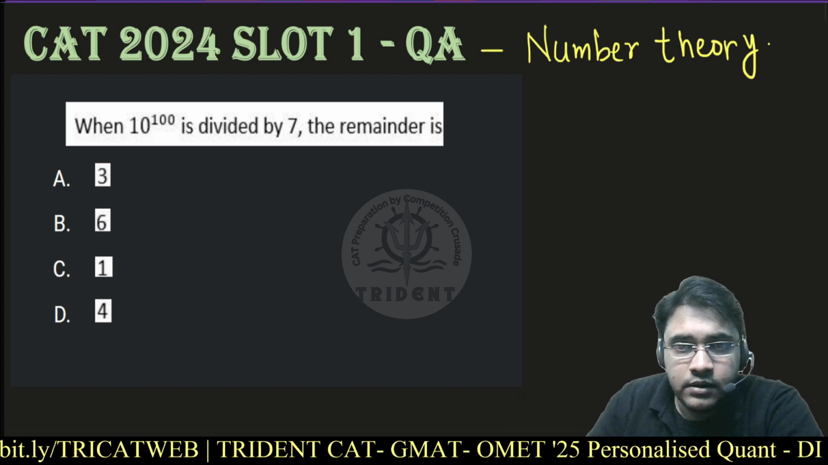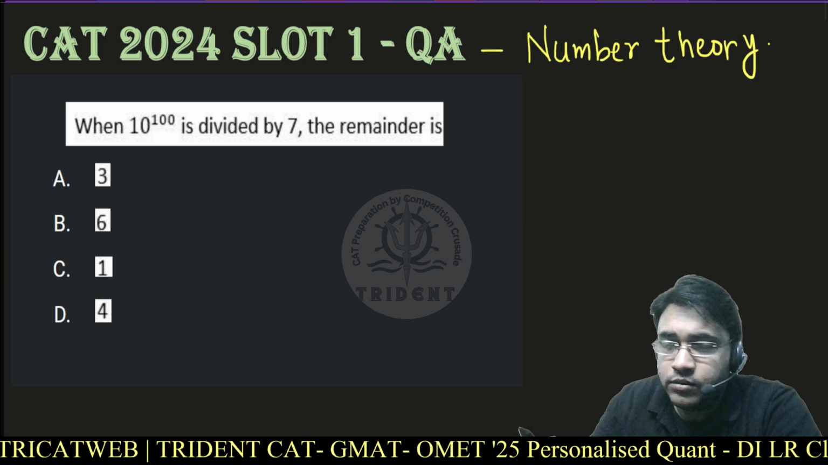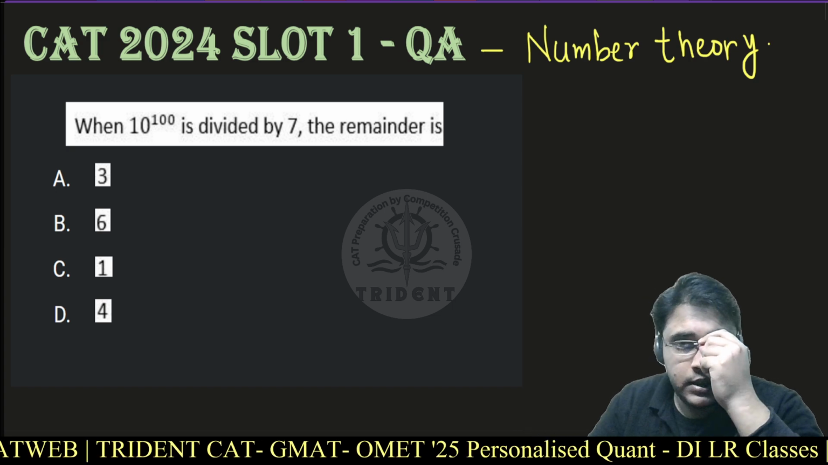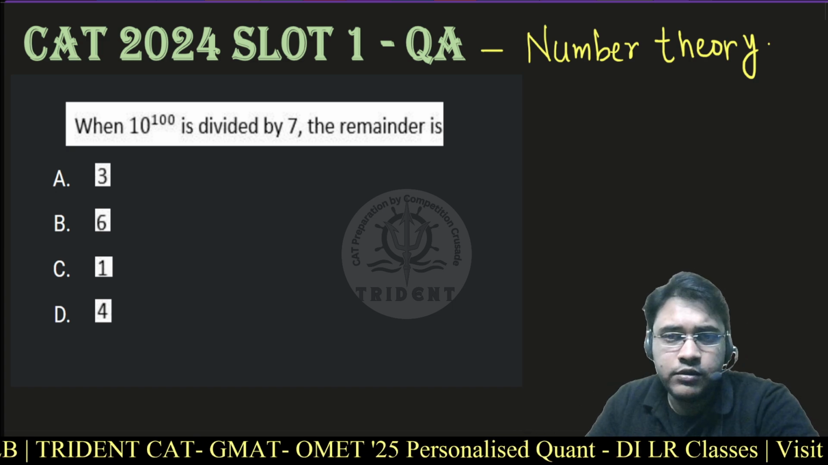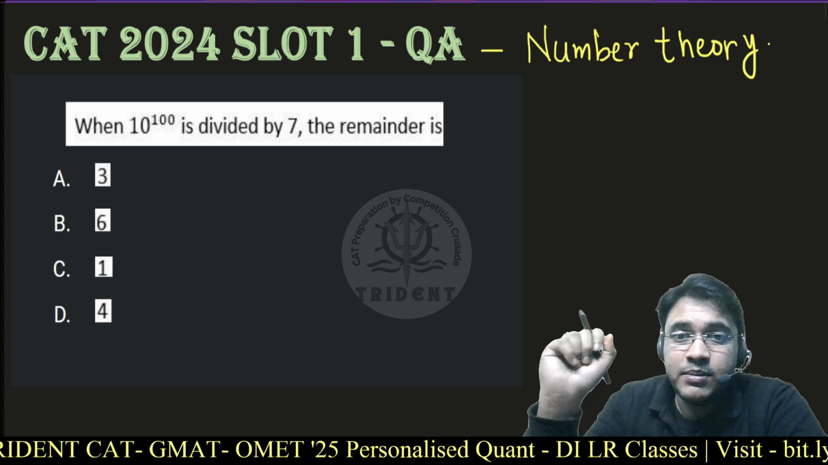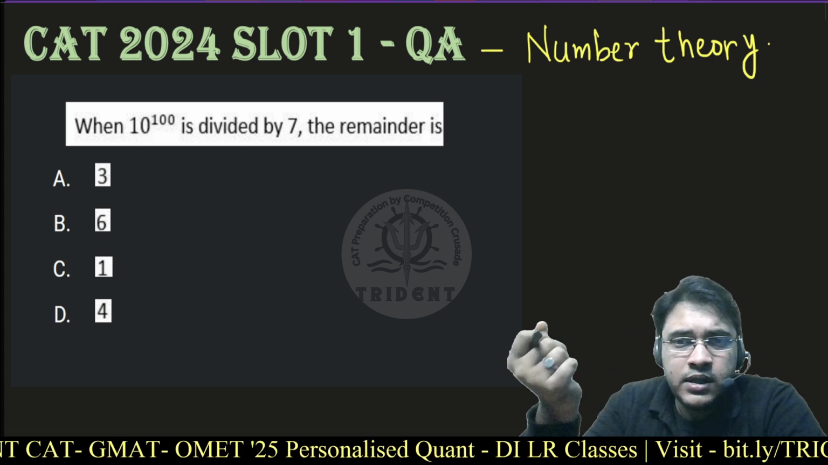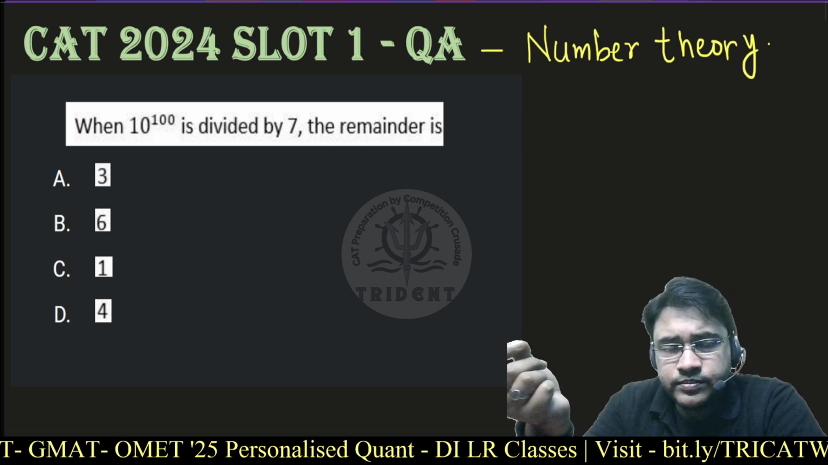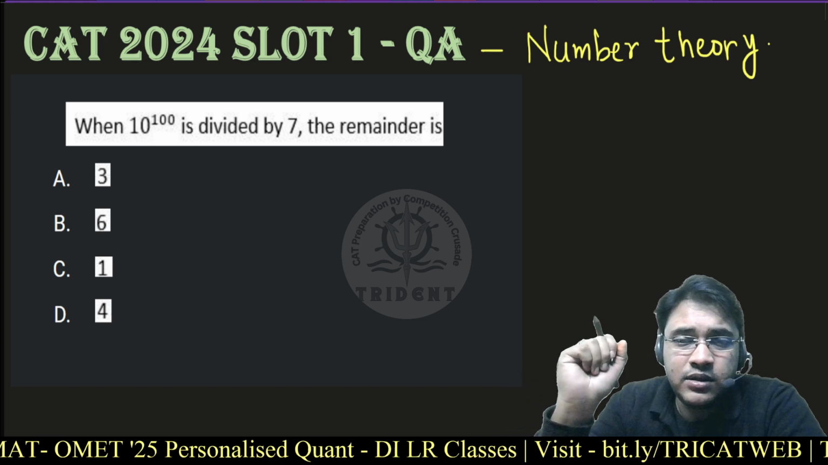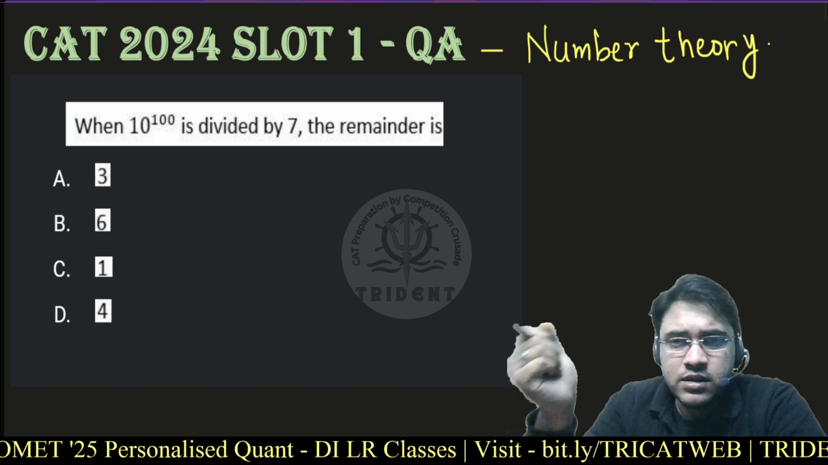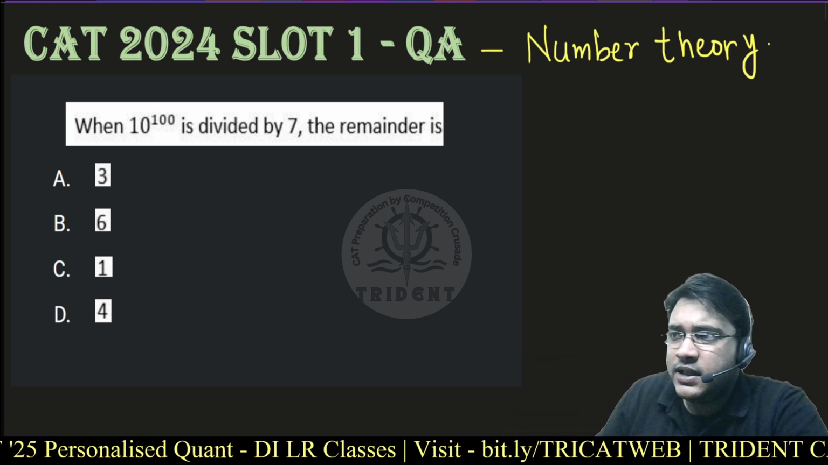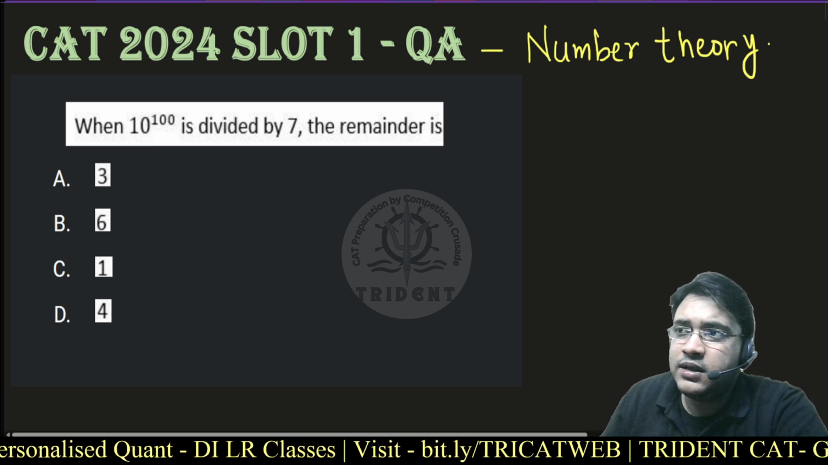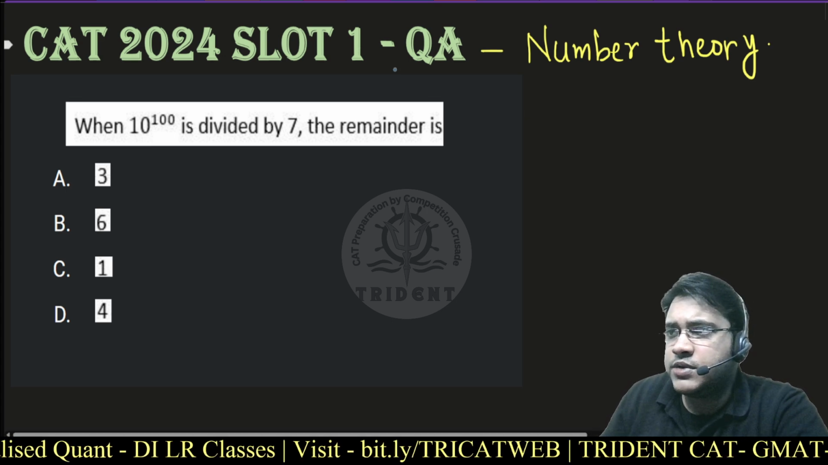In this video, we are solving CAT 2024 slot 1 quantitative abilities, and this is a number theory question. The subsection is remainder theorem. Now in remainder theorem, this is particularly taken from the idea of Fermat's little theorem, or you can also call it Euler's theorem. Okay, I'll briefly explain what Fermat's little theorem or Euler's theorem states.